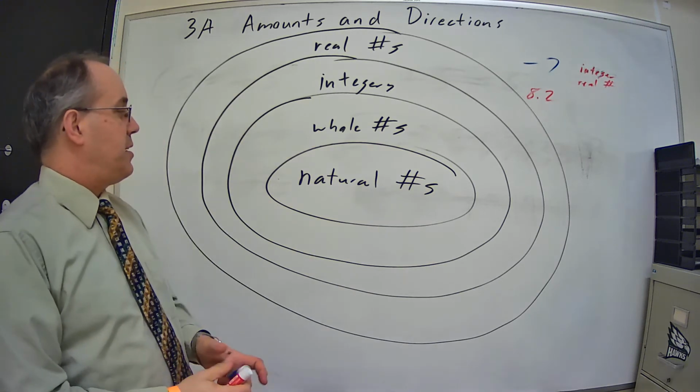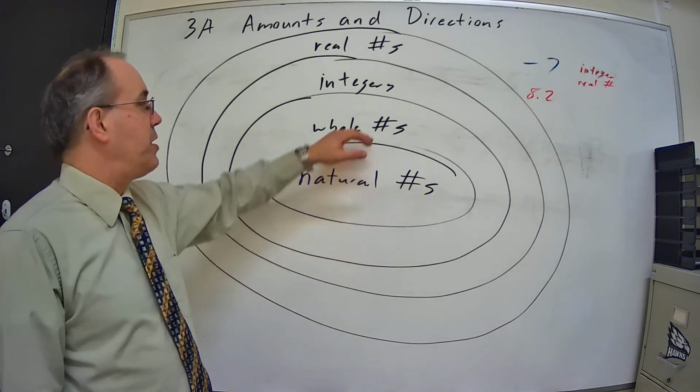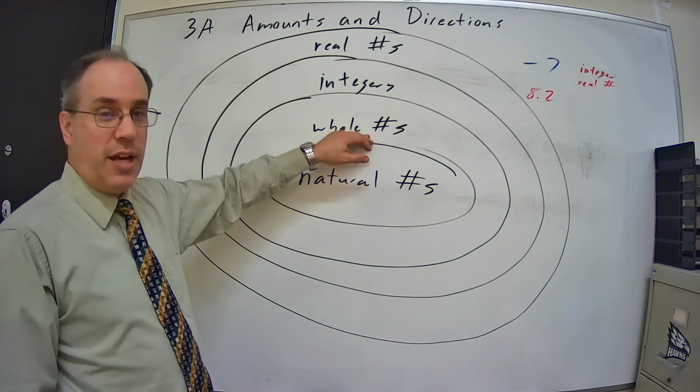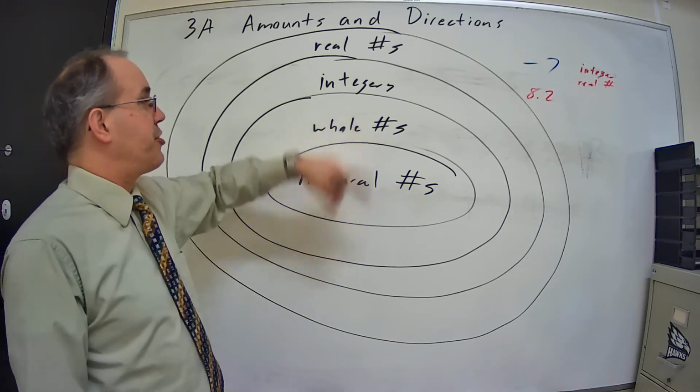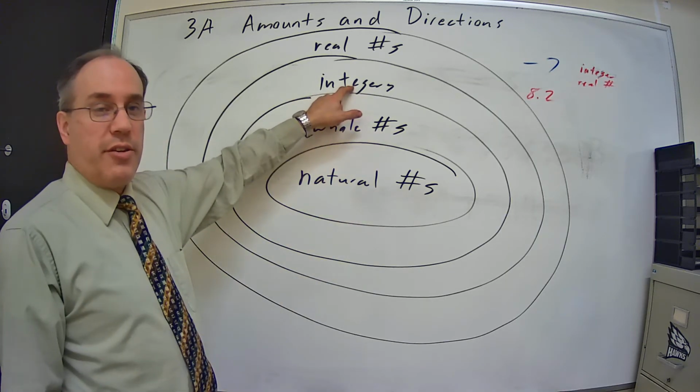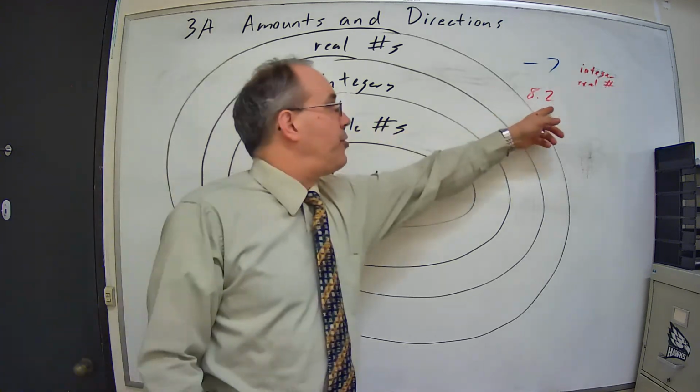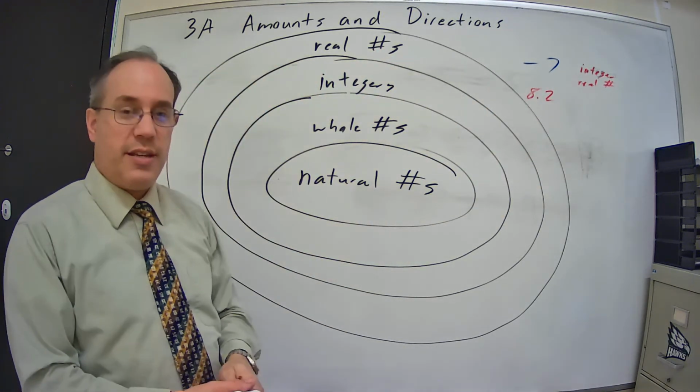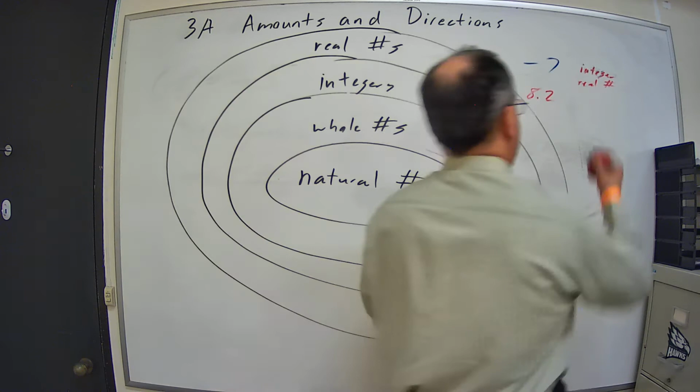8.2. Well, let's see. Is it a natural number? No, it's not a counting number. Is it a whole number? No, it's not a whole number because it's not 0 or a counting number. Is it an integer? Nope, it's got a decimal to it. Is it a real number? Yes, it is. So that is a real number.